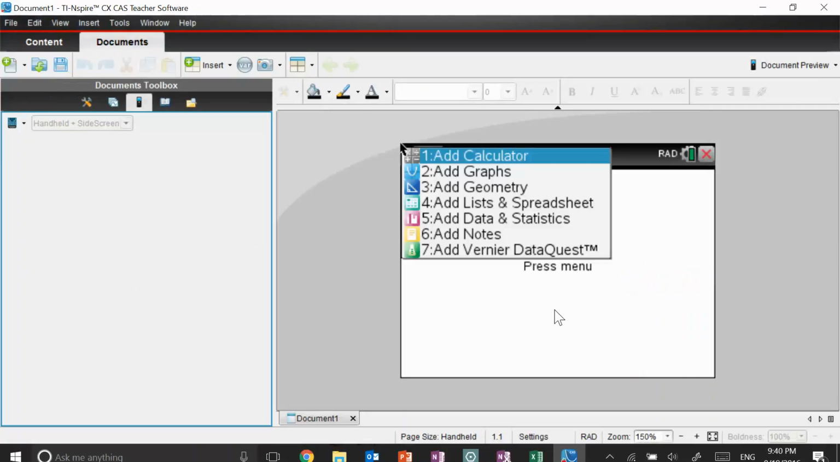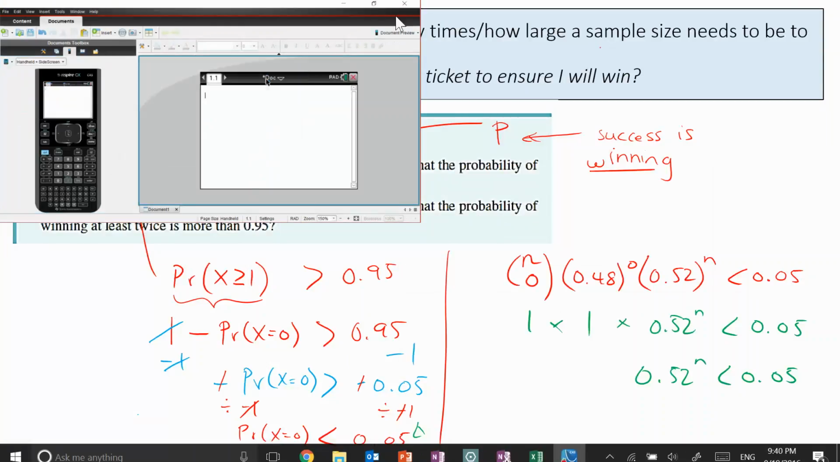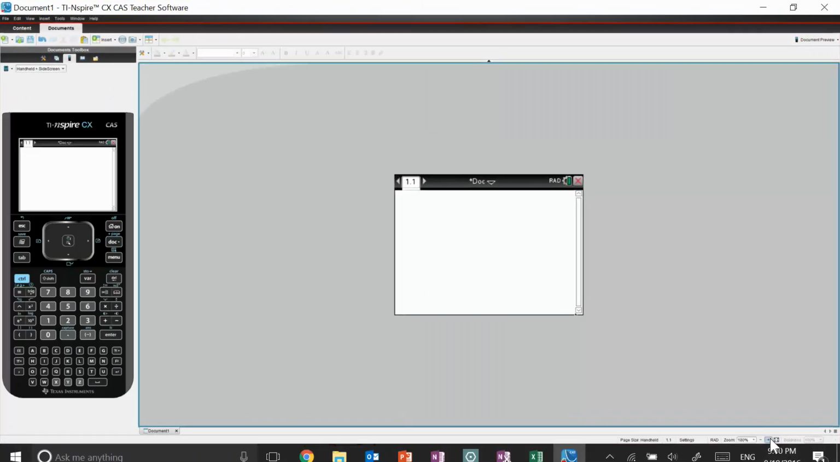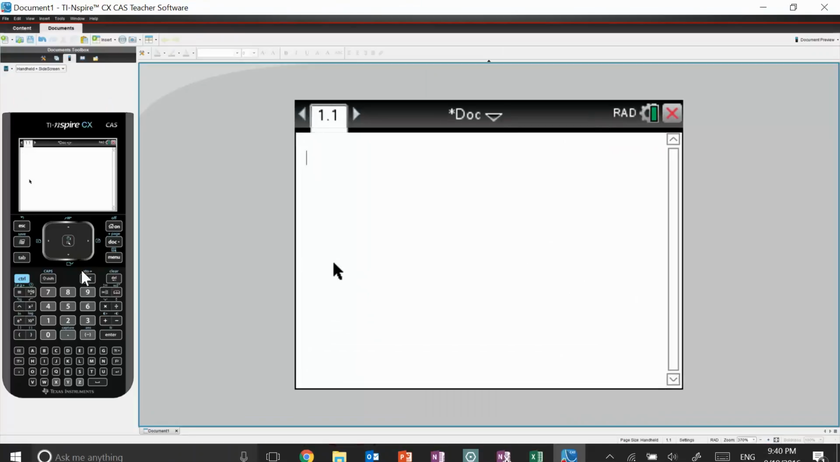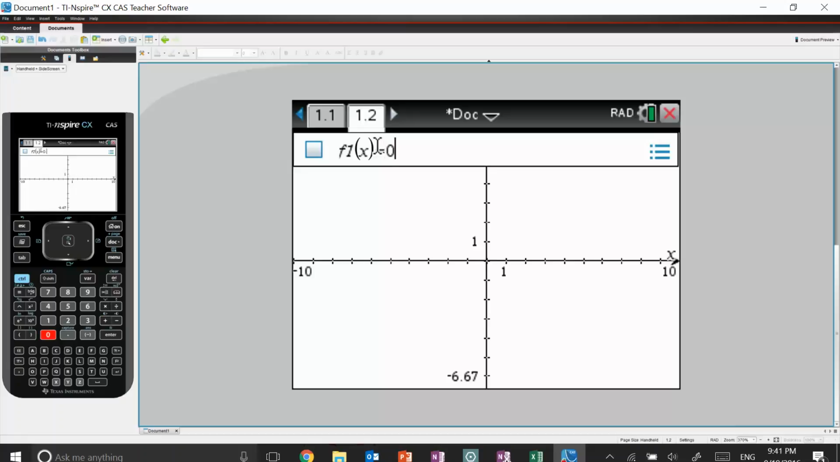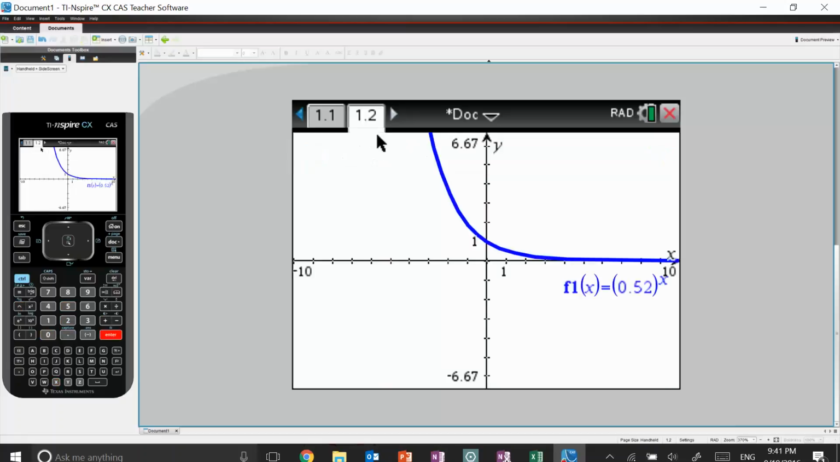Oh, it's up. Okay, add a calculator. Calculator. And let's zoom this in. Okay, so all I'm saying is I just want to calculate this. Let's just look at it. It's 0.52 to the power of x. I know it's n, but let's just call it x. All right, there's my function.